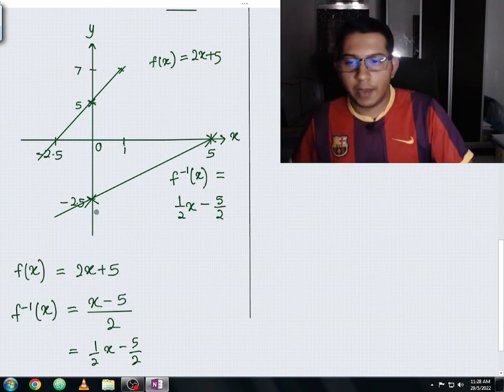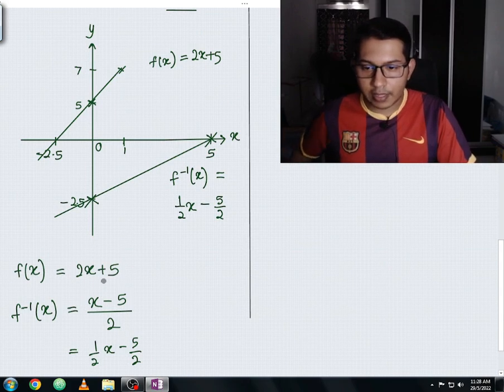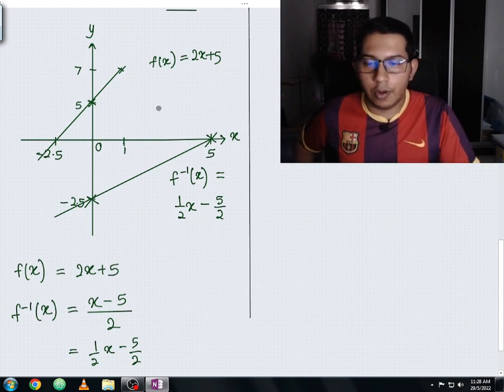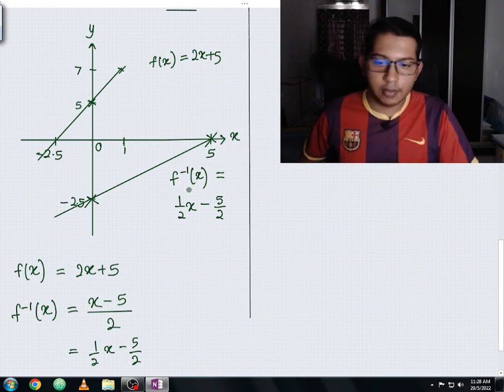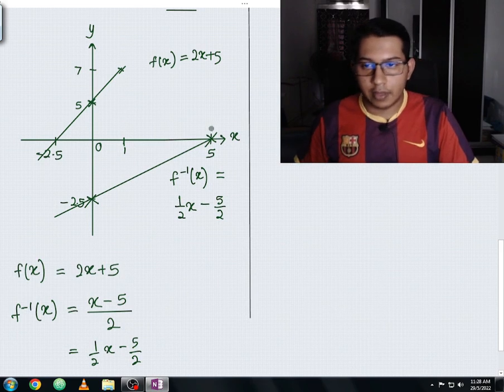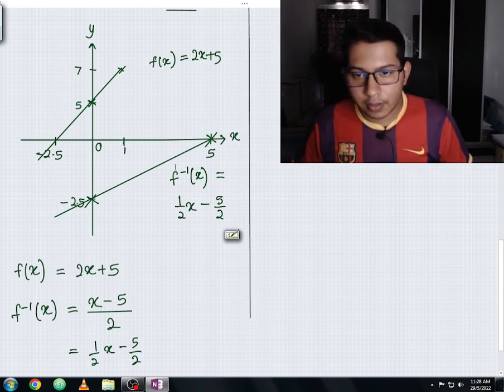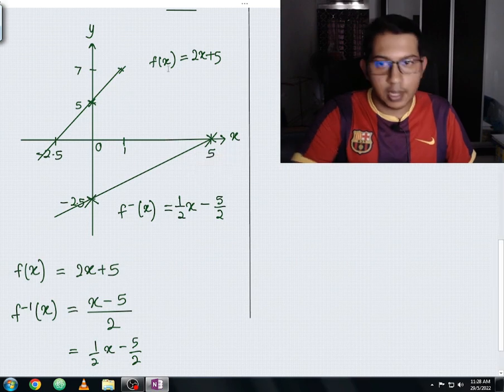You might be wondering how I get this negative 2.5. This negative 2.5 I get from the y-intercept. You set your x equals to 0, you get your y equals to negative 5 over 2. So negative 5 over 2 you convert into the decimal, you get negative 2.5. For the x-intercept you set your f inverse x equals to 0, and that's how I get my x equals to 5. So 5 over 2 minus 5 over 2 you get 0. So that's how I get the 5 here. So this is your f inverse graph, and this is your fx graph.